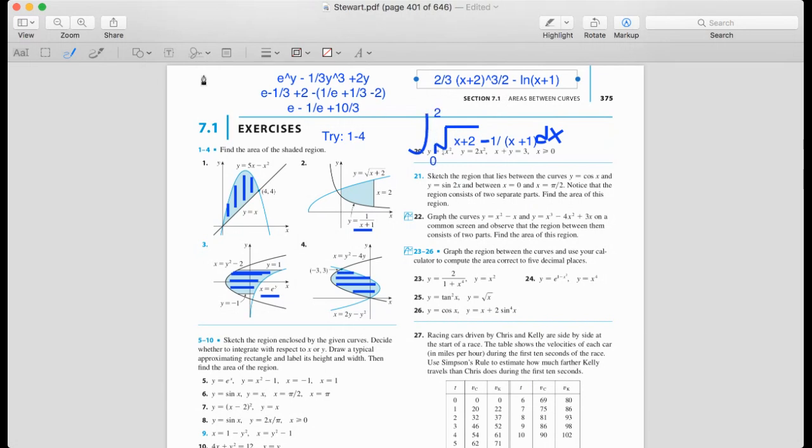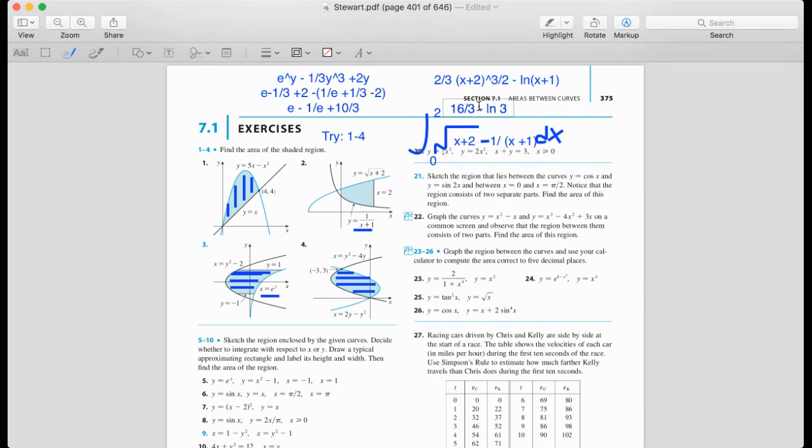Let's evaluate at 2. So evaluation at 2, I have 2 plus 2, that's 4. 4 I can write as 2 squared. Squared cancels this half, so I have 2 raised to 3. That becomes 8. 8 times 2/3 is 16 over 3. Right, then minus ln of 2 plus 1, ln 3. So that's my evaluation at 2.